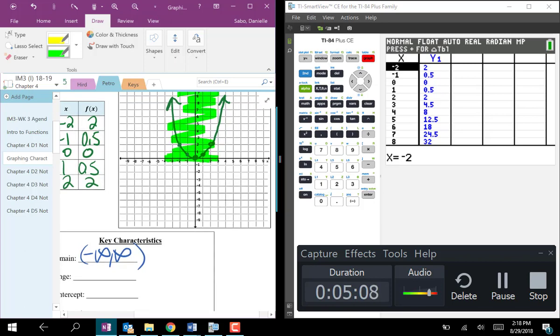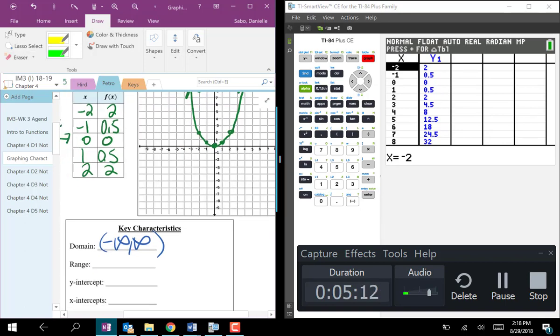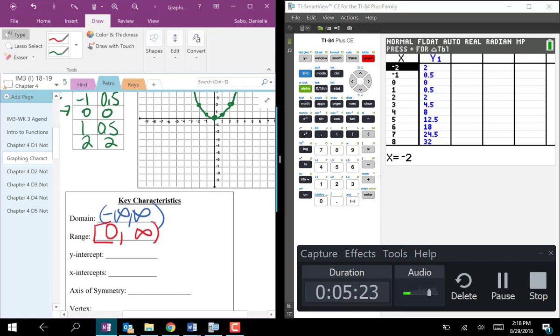And what is here on forever up? How would you write that? Okay, it's going to infinity, but where am I starting? 0. And do I include it? Yeah. Cool. So 0 to infinity is my range.